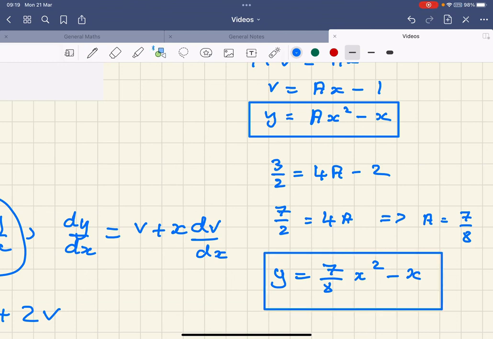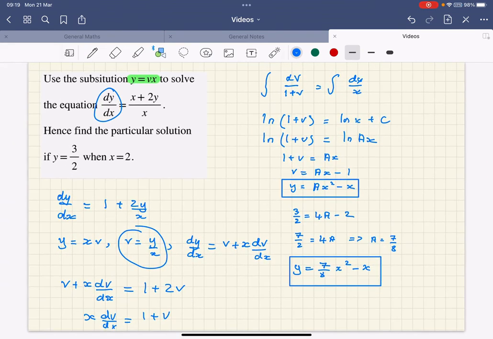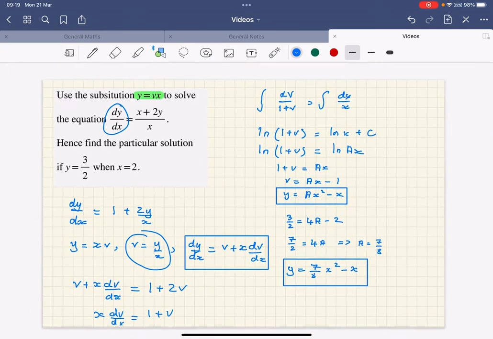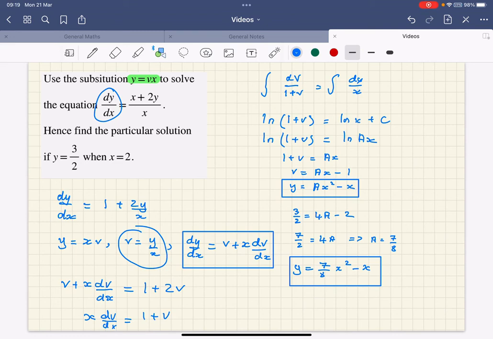Now, it looks like quite a long process when you look at this. But in actual fact, it's just a matter of going through. Replace that dy by dx with this particular part here. Get your x plus 2y over x as a homogeneous equation with v's in them and get it ready so we can separate the variables and then just go through the process.